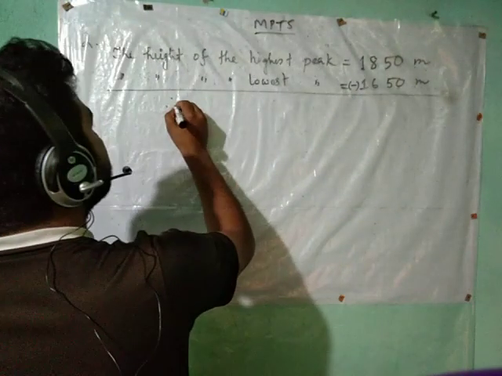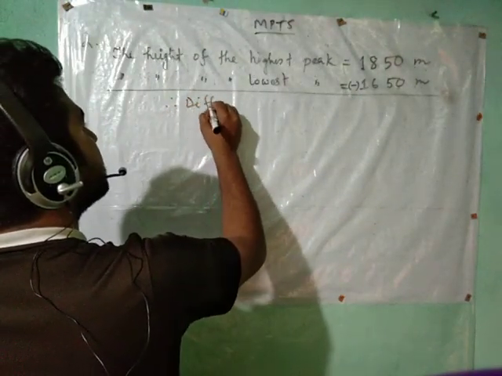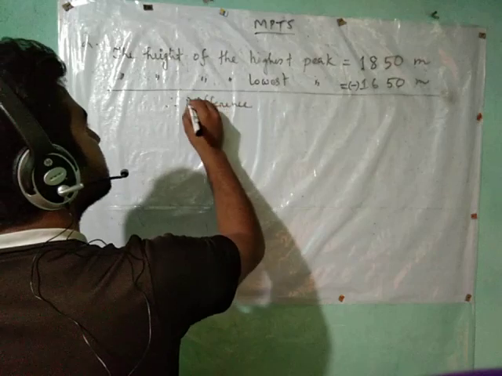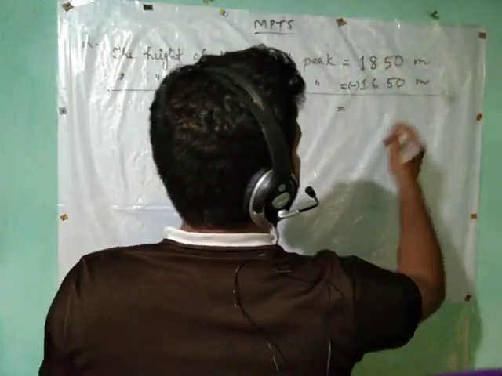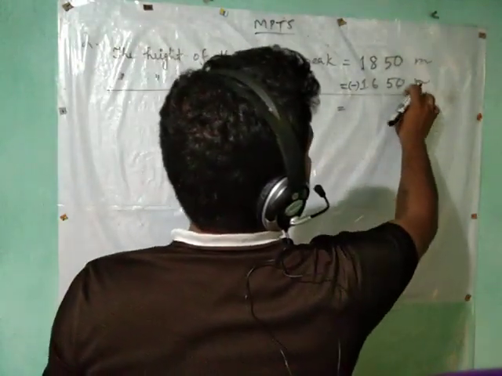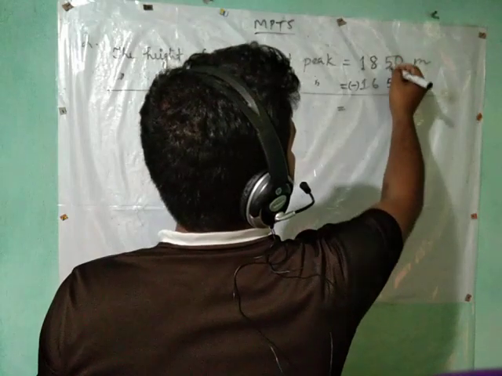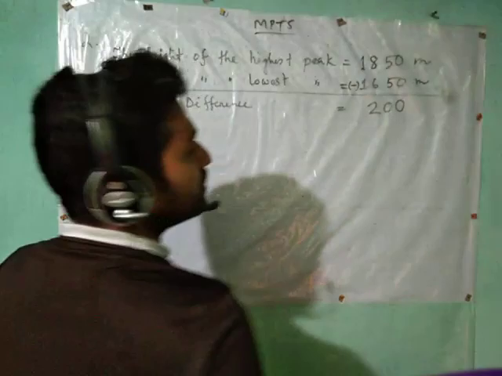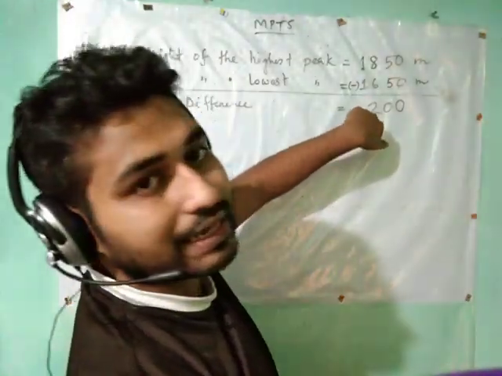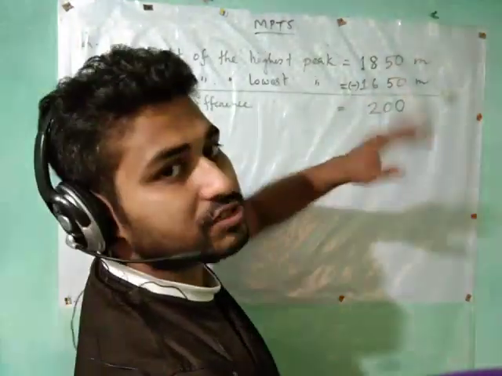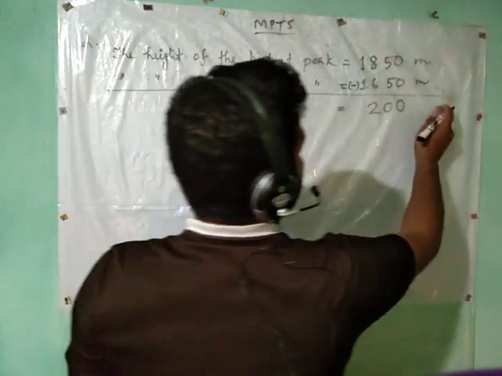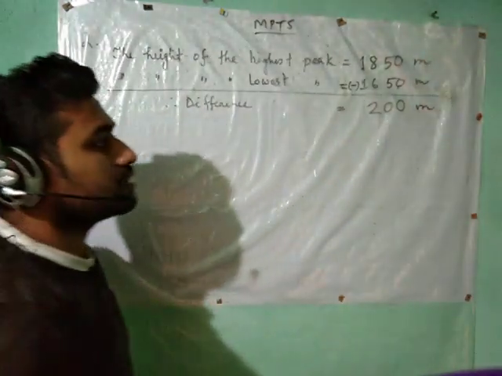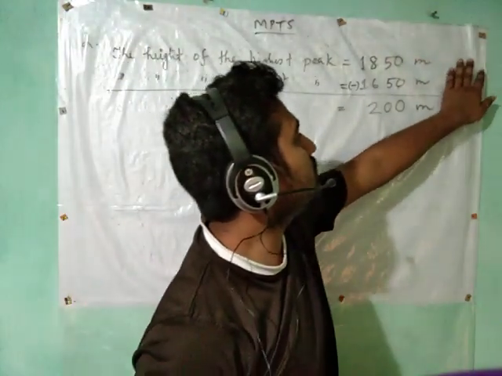So therefore difference equals to, just minus here. 0 minus 0 you will get 0, 5 minus 5 you will get 0, 8 minus 6 you will get 2, 1 minus 1 you will get 0. So you will not write 0 at the extreme left position. I hope this is the answer. I hope you understood, right? This will be the answer.